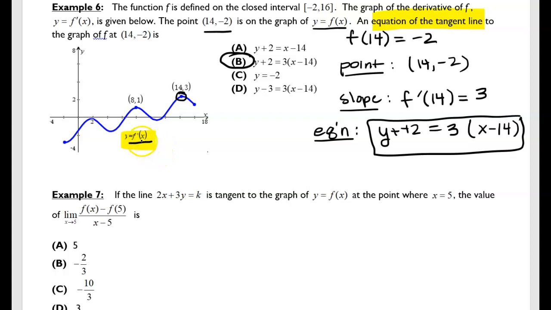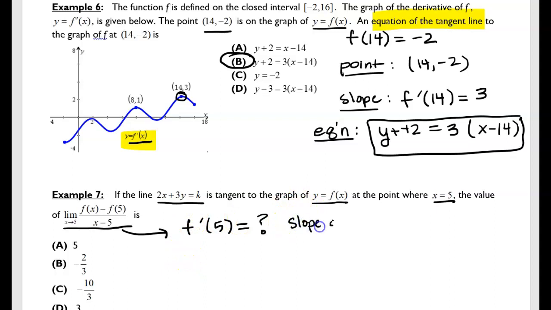Last example, number 7. We know that the line 2x plus 3y equals k is tangent to the graph of y equals f of x at the point where x equals 5. And it's asking us for the value of the limit as x approaches 5 of f of x minus f of 5 over x minus 5. Hopefully you recognize that formula. That is asking us for f prime of 5. And what that means is f prime of 5 is asking me for the slope of the tangent line at x equals 5.